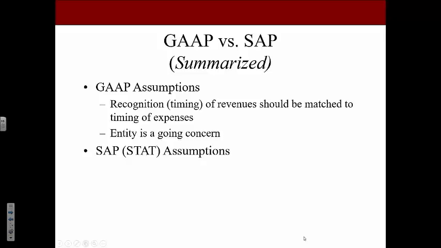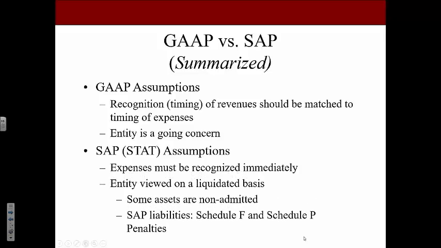Conversely, under statutory accounting, the assumption is that expenses must be recognized immediately when they are incurred. We've talked about this a bit before. Things like commissions and other costs of underwriting must be recognized right away, but revenue cannot be recognized until the premium, which is the primary source of revenue for an insurance company, is earned. And premium, as we've discussed, is earned over the policy period.